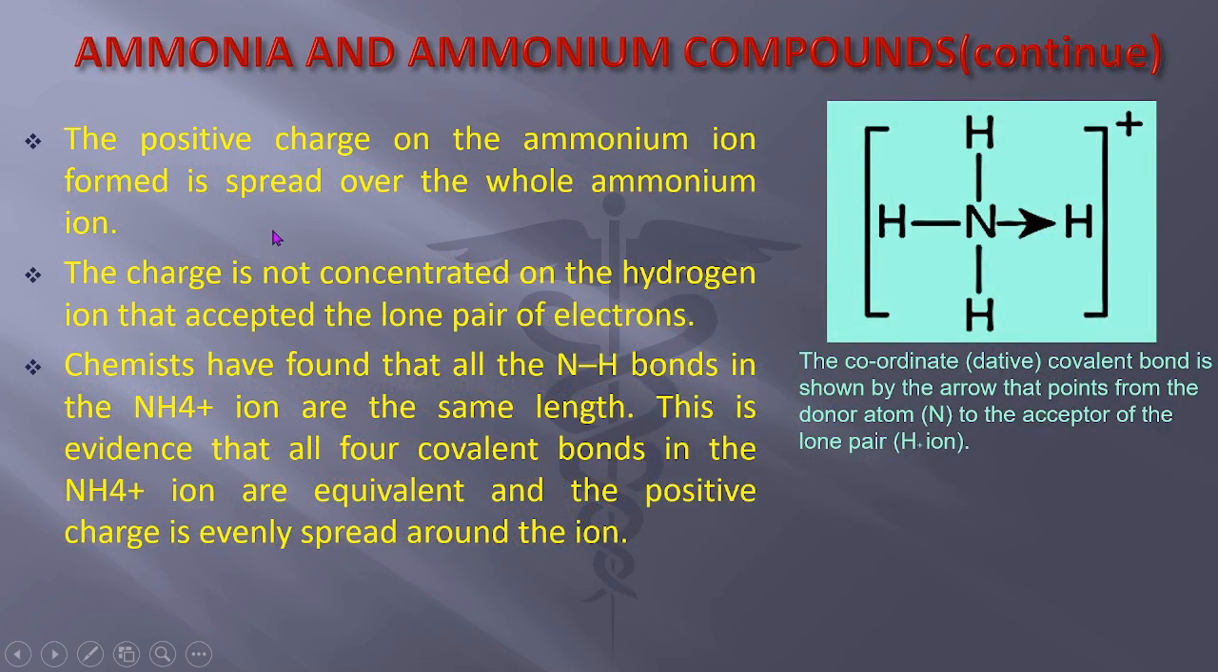Ammonia and ammonium compounds. The positive charge on the ammonium ion formed is spread over the whole ammonium ion. It is formed when the nitrogen donates its lone pair to the hydrogen. So this bond, with the help of the arrow which is shown here, is in fact a coordinate covalent bond.